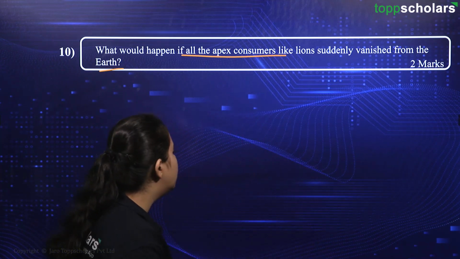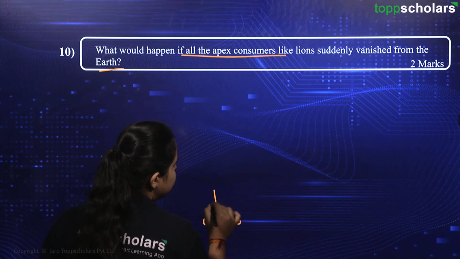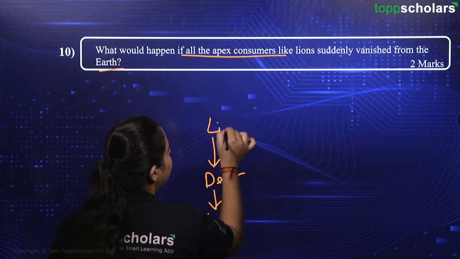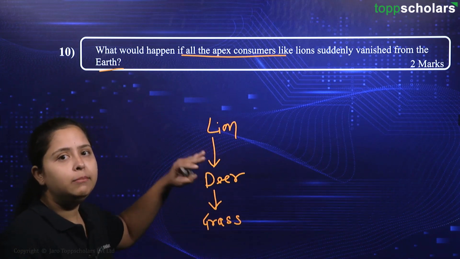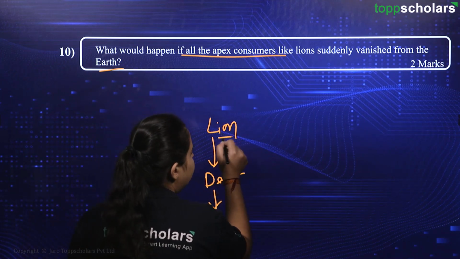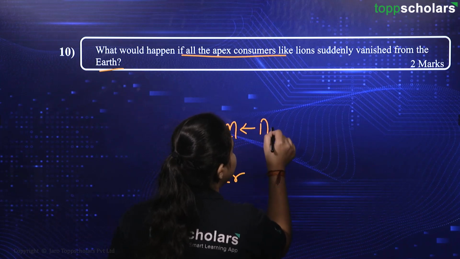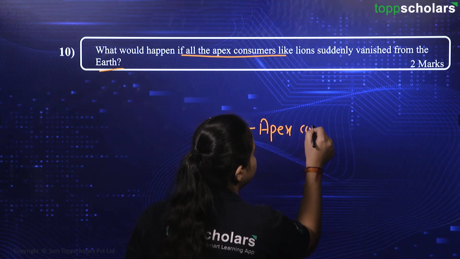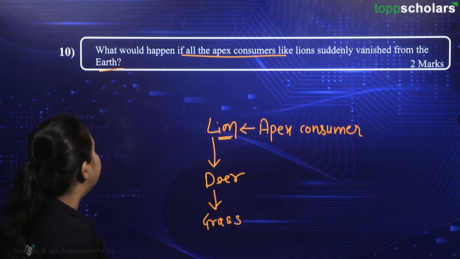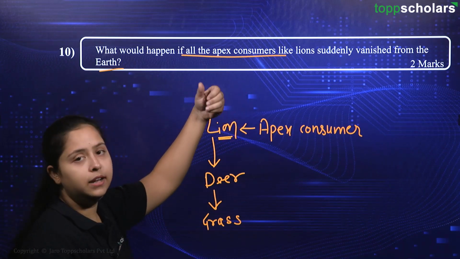Say for example, here I have some grass. This grass is being eaten by deer. And this deer is being eaten by lion. Is lion being eaten by another organism? No, right? I hope so. So, this lion becomes the ultimate consumer. Hence, we will say that it is the apex consumer. I hope you are understanding the meaning of apex consumer. Here, the question asks you, what would happen if all the apex consumers like lions suddenly vanish?